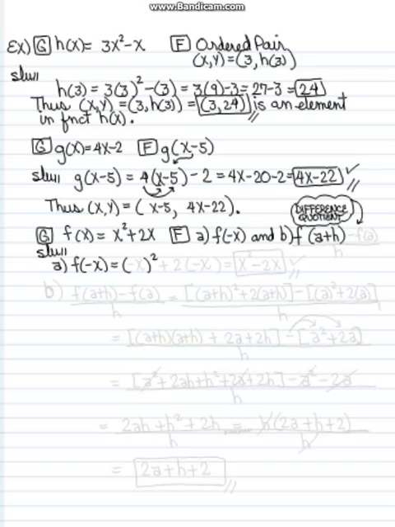First, let's do f of negative x. It's parenthesis squared plus 2 times parenthesis, because that's the definition of f. Plug in the negative x in the parentheses and simplify. We got x squared minus 2x.